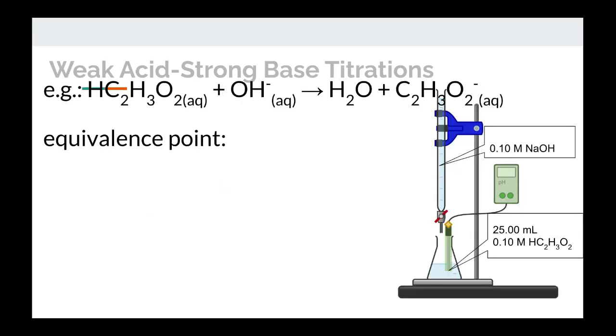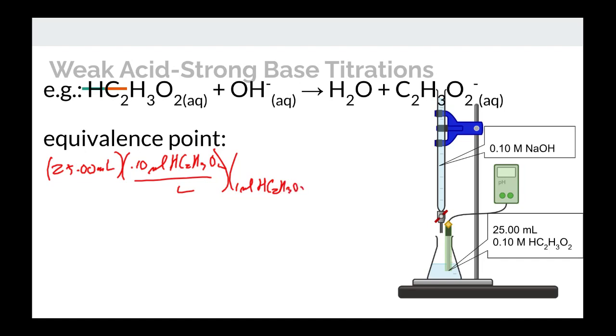First of all, let's figure out what the equivalence point is. So we have in the flask 25.00 milliliters of our acid. The acid is 0.10 moles of acetic acid per liter. It's 1-to-1 stoichiometry. 1 mole of acetic acid goes with 1 mole of OH-, and the concentration of the OH-, just like in the last example, was 0.10 moles of OH- per liter. And so this comes out to 25 milliliters again. So when we reach the equivalence point, that'll be 25 milliliters.